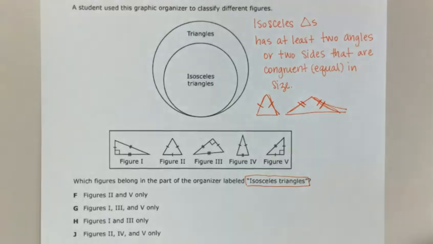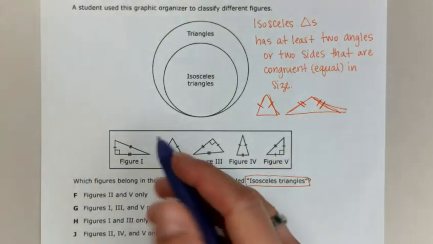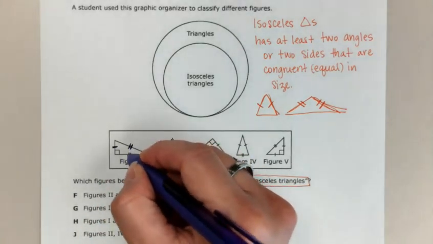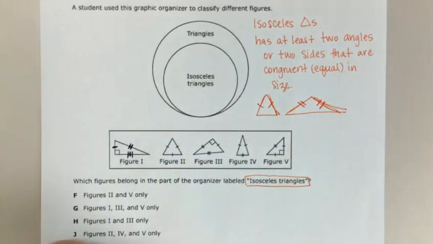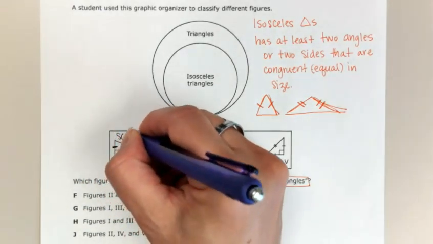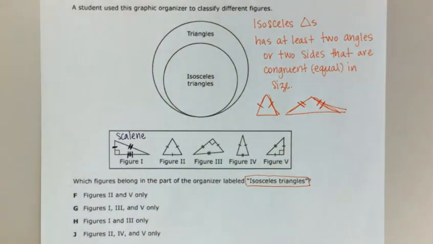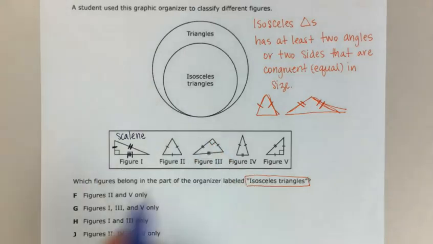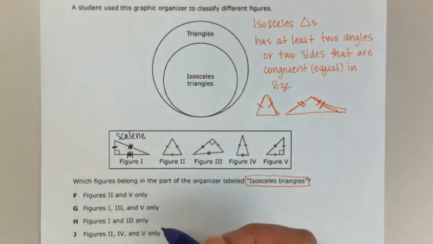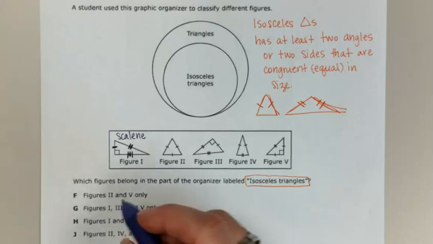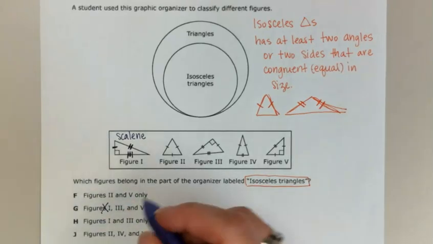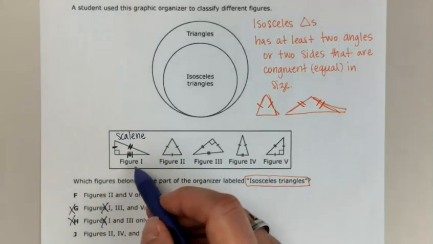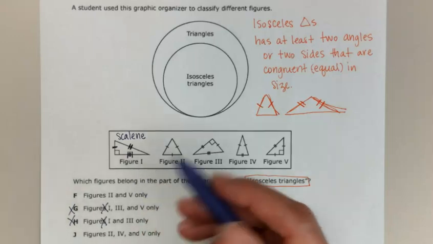So let's look at what's given. In figure 1, this side has 1 dash, this side has 2 dashes, and this side has 3. So right off the bat, this is what we call a scalene, because none of the sides are equal, so it can't be figure 1. Figure 1 is not the same as an isosceles triangle. So let's go to our answer options. I see that answer G has figure 1, and answer H has figure 1. Well, these can't be my answer options since I know a scalene is not the same as an isosceles.